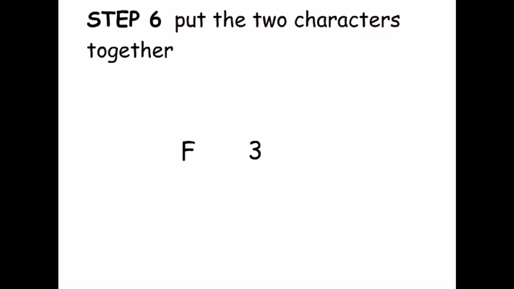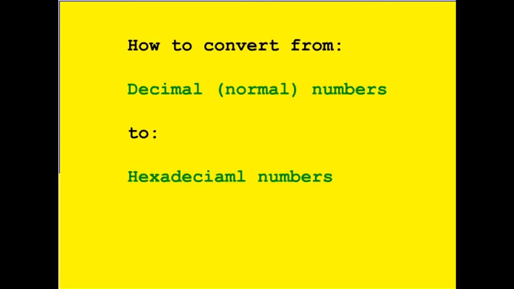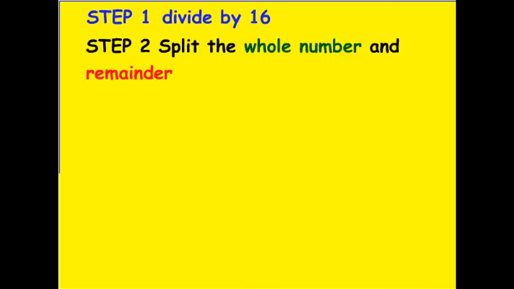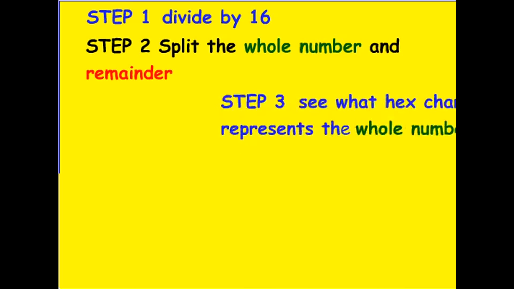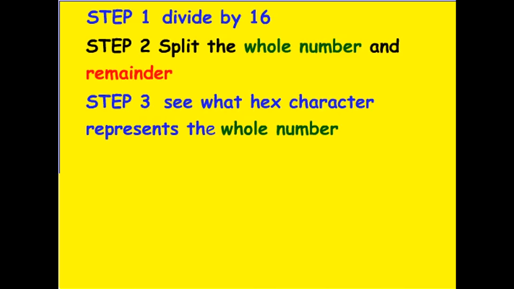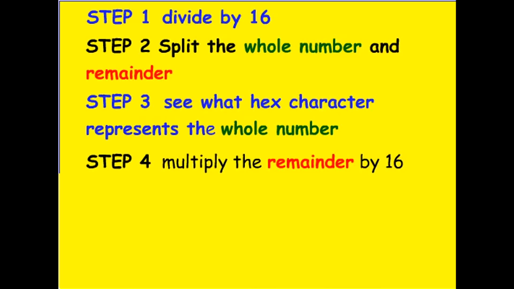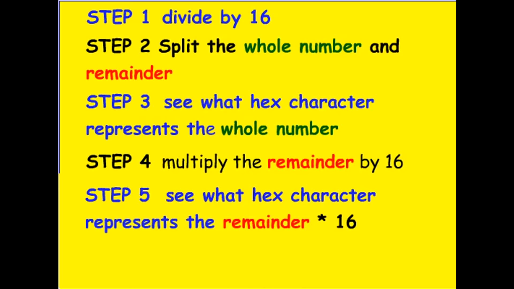Let's just run through those steps again. Right, okay, so let's recap the steps you need to follow to convert a normal decimal number into a hexadecimal. So, step 1, you just divide the decimal number by 16. Step 2, you split it into 2, so you've got the whole number and the remainder. Step 3, you simply see what hex character represents the whole number. Step 4, you multiply the remainder by 16. Step 5, you just see what hex character represents the remainder multiplied by 16.